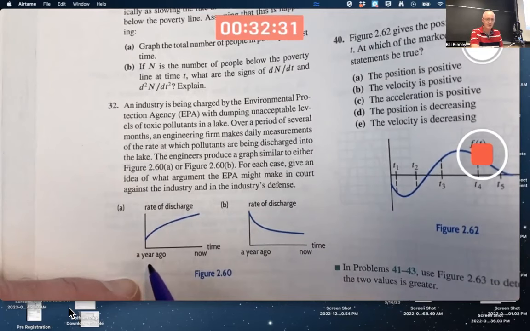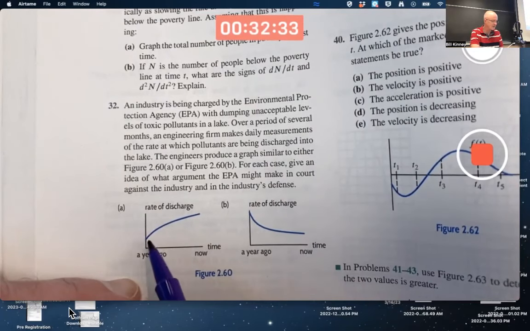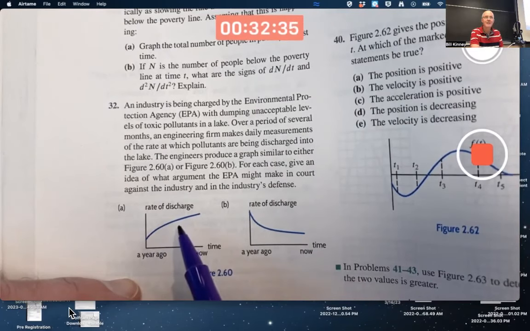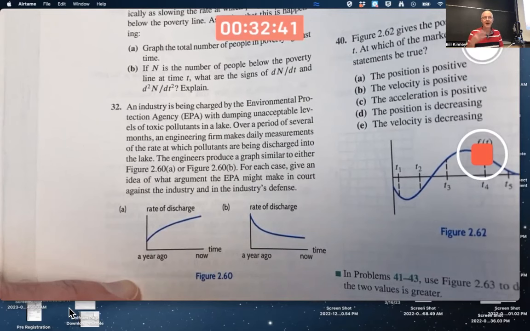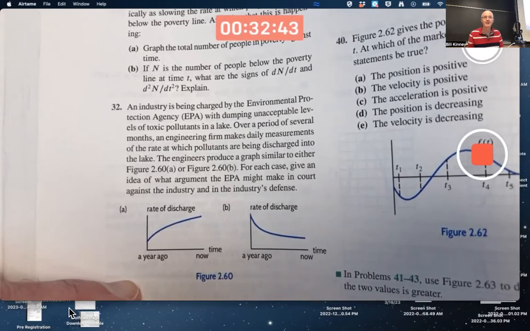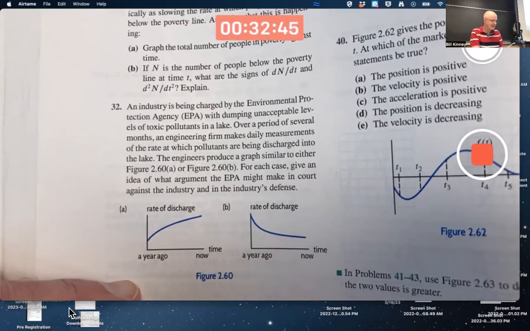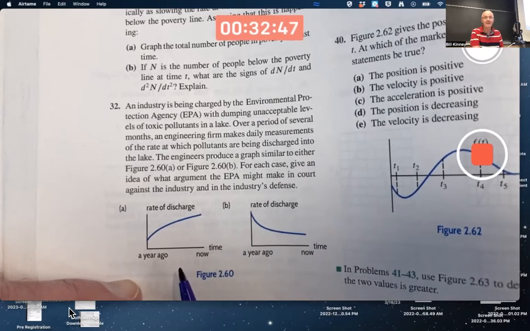Here, we've got a graph versus time of the rate of discharge that is increasing. That is technically a bad thing when this graph is increasing. It means the pollutants are coming out faster and faster over time. So as far as against the industry, you'd say the pollutants are coming out faster and faster over time.